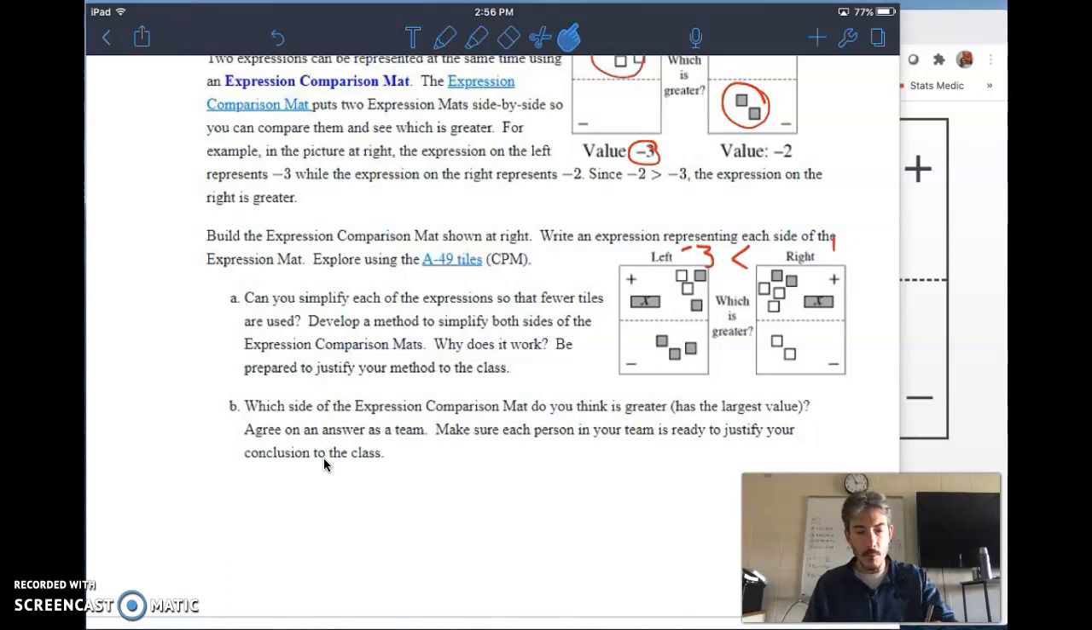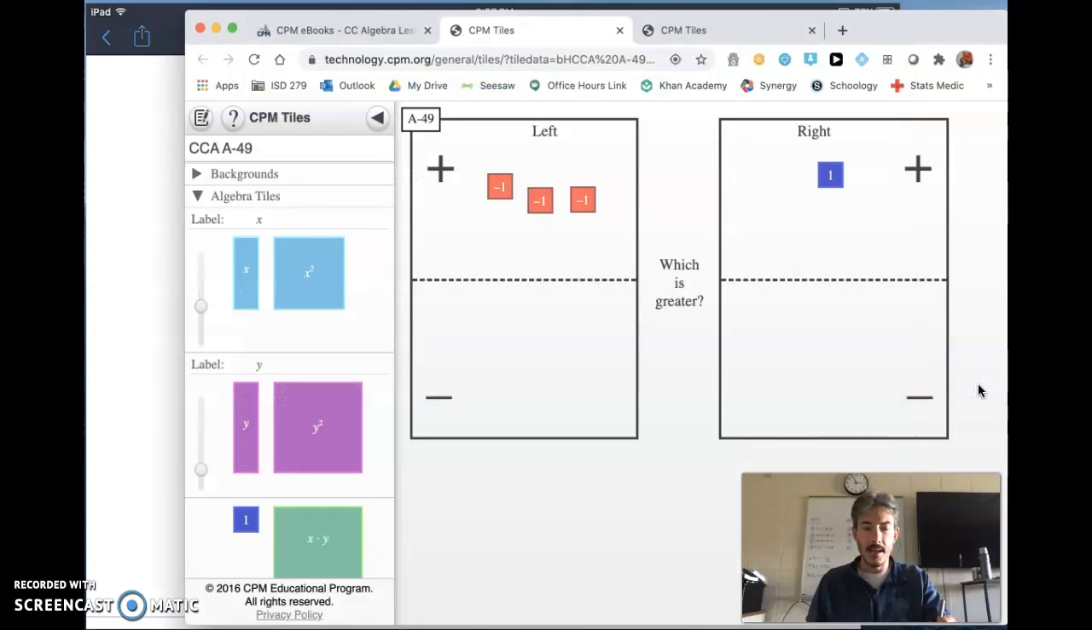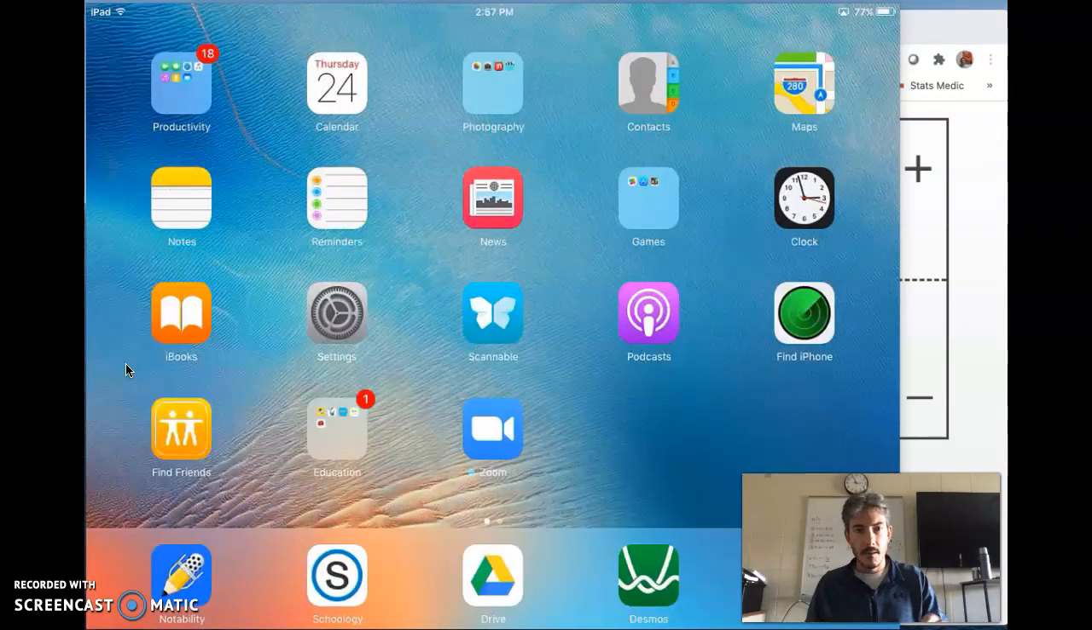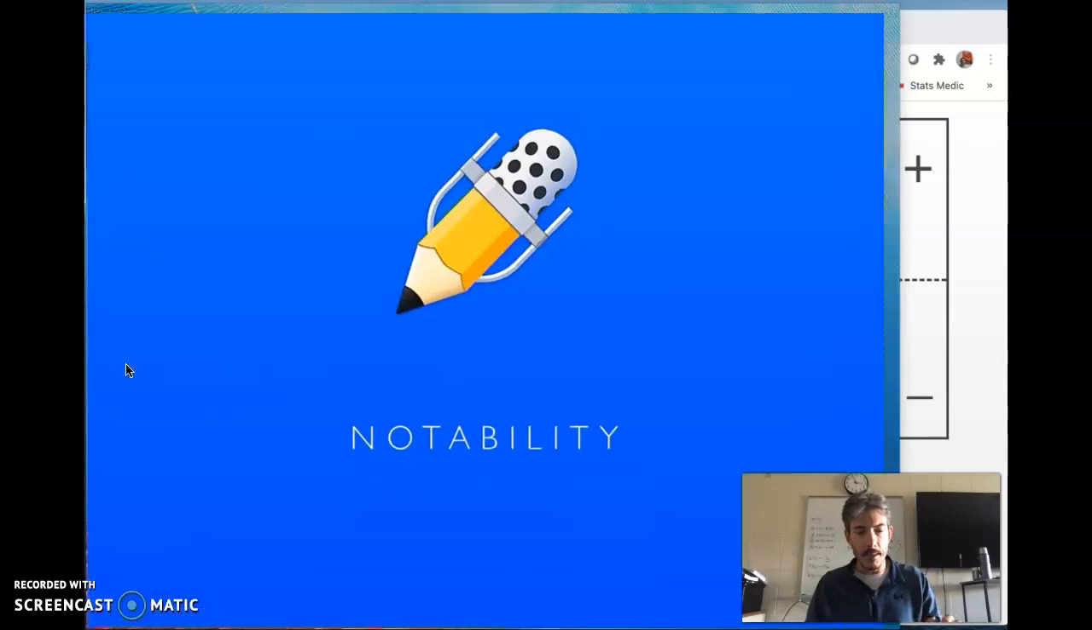We already kind of talked about B. Hey, which one do you think is greater? I think it's probably pretty clear after looking at this that the right-hand side is the larger side. In 50, we've got another problem, and we've got a layout here, and I'm going to encourage you to read this with me. Oh, my Notability app just went down on me.